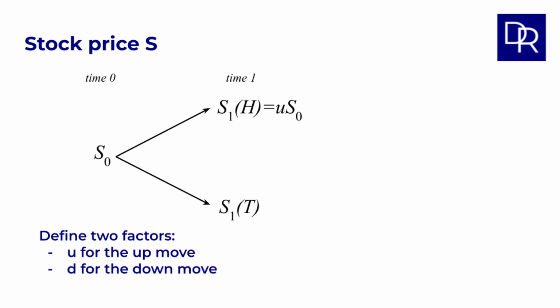Now, we define two factors, U for the up move and D for the down move. So S1H is the up factor U times S0, and S1T is the down factor D times S0. We also assume a one-period risk-free interest rate R, meaning 1 at time 0 becomes 1 plus R at time 1, both in the up and down scenario as it is risk-free.